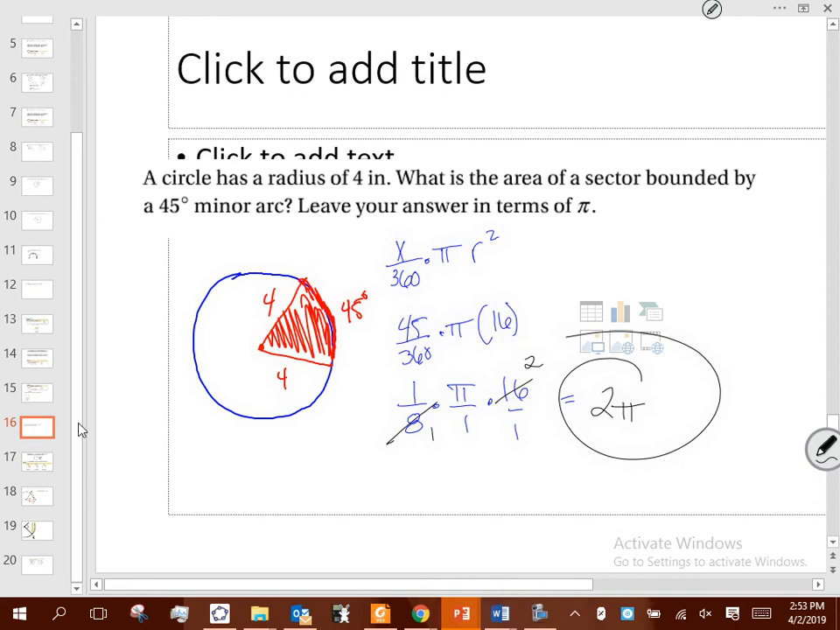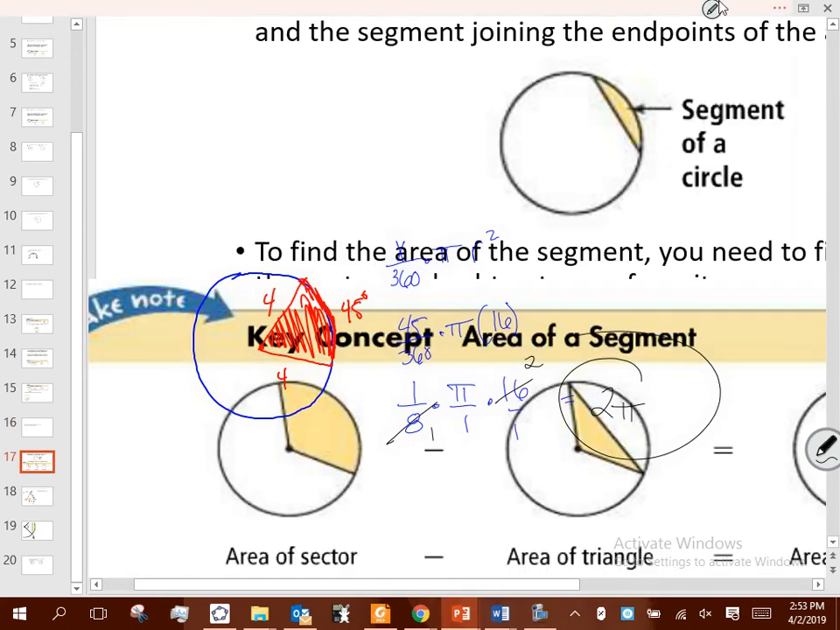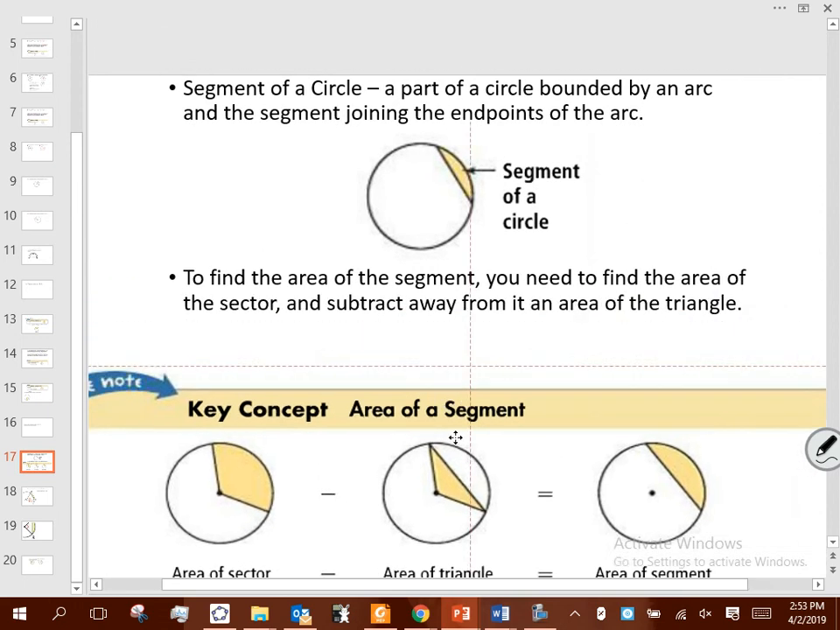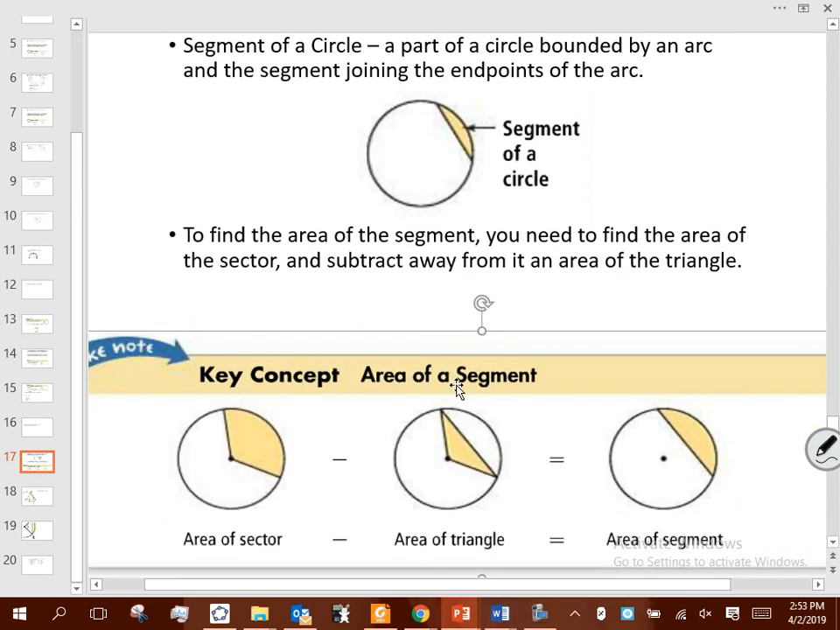another type of problem that goes along with finding areas of sectors, and it's finding what we call the area of a segment. Okay? A segment is that little yellow sliver up there off of the edge of a circle. It's kind of like if we were to take the slice of pizza or slice of pie and cut the crust off. It's the crust. Try and find that area.